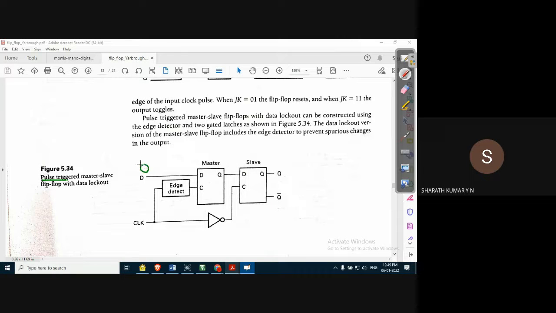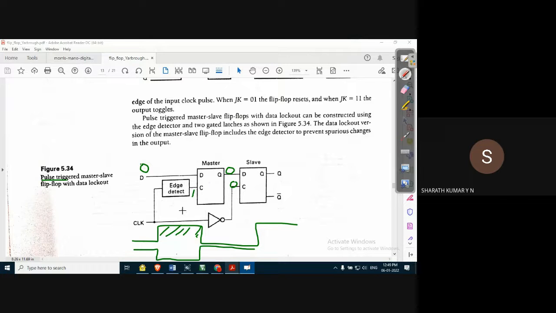D input is 0. For example, clock pulse is applied. Okay, I should write the clock pulse here, not there. Okay, let us say clock pulse is applied. Now because of the clock pulse, what happens is that during this region there is on period, the master is on, output of the master is 0. At the same time, because of the NOT gate, slave flip flop clock pulse is 0, and the output of the slave, you know, is off.